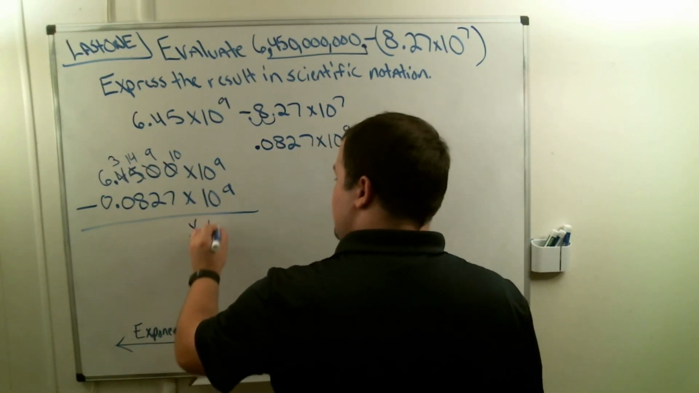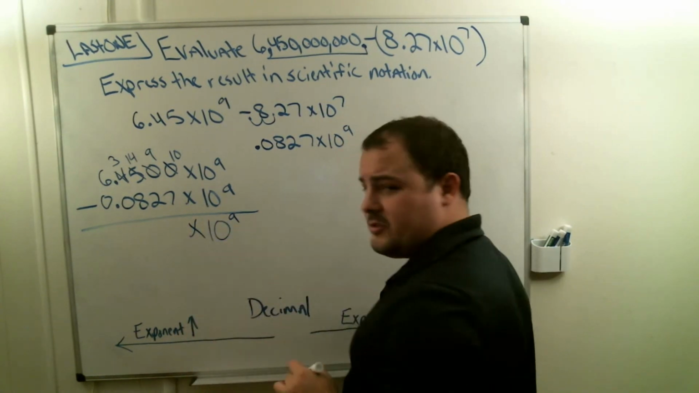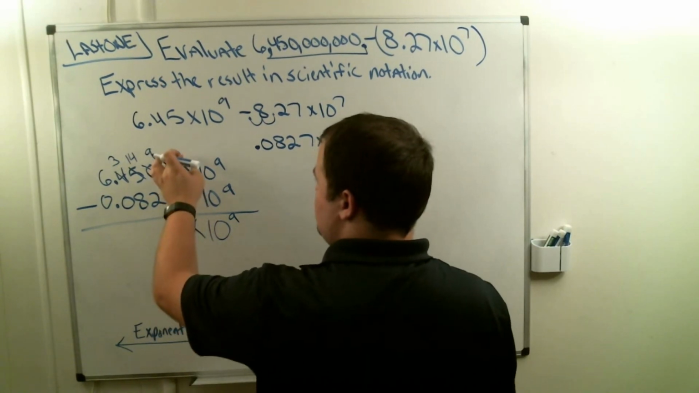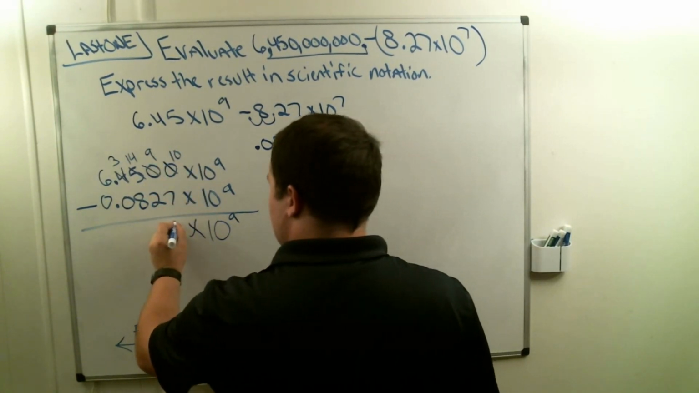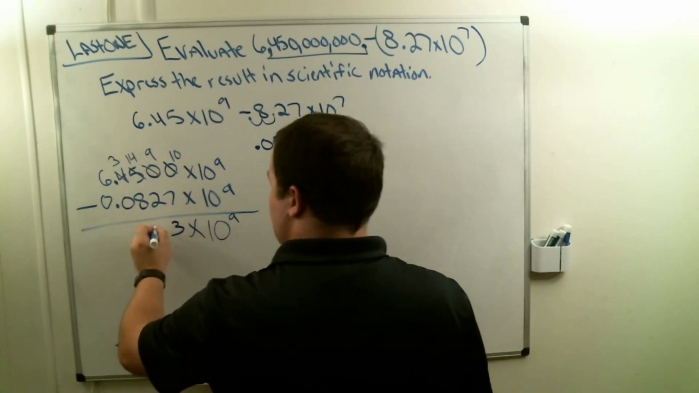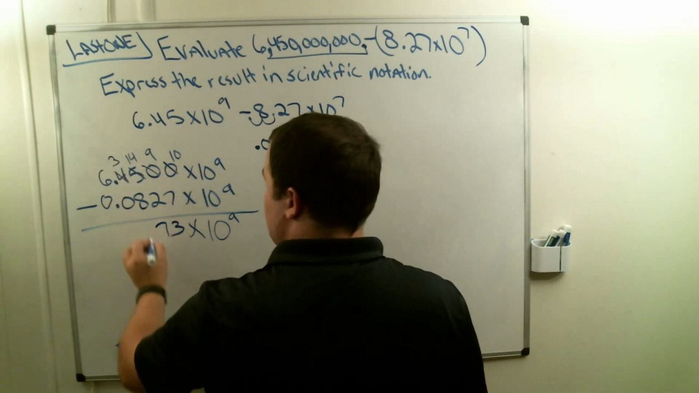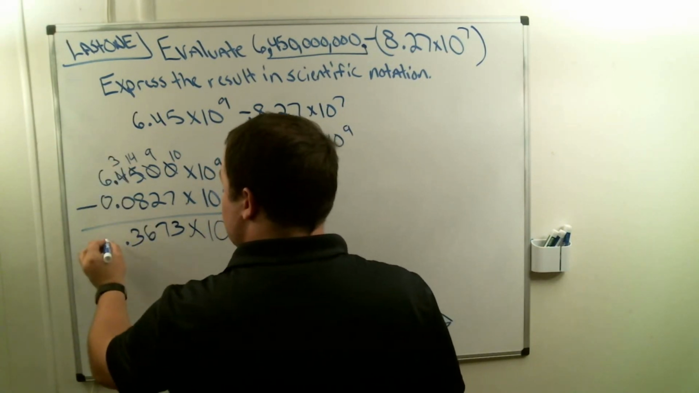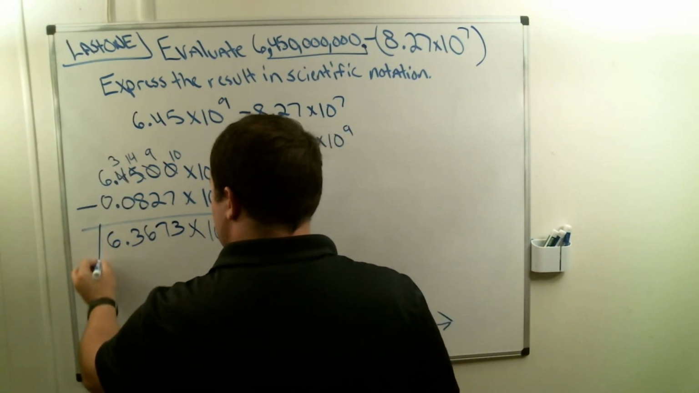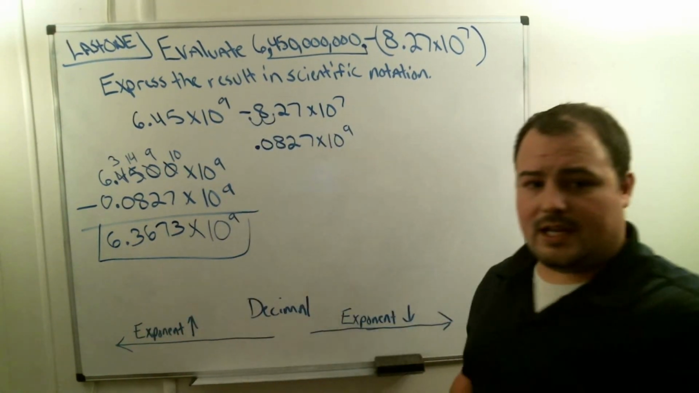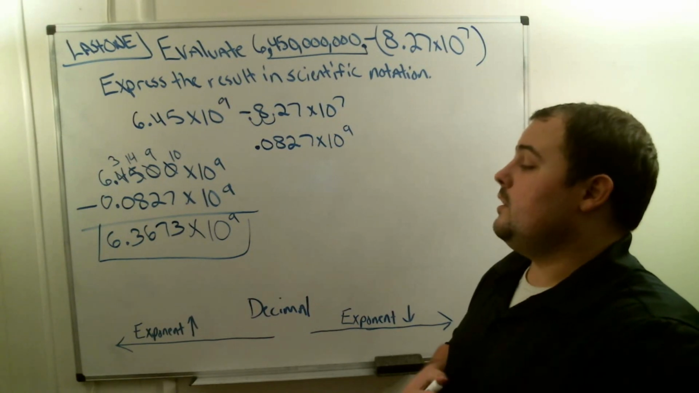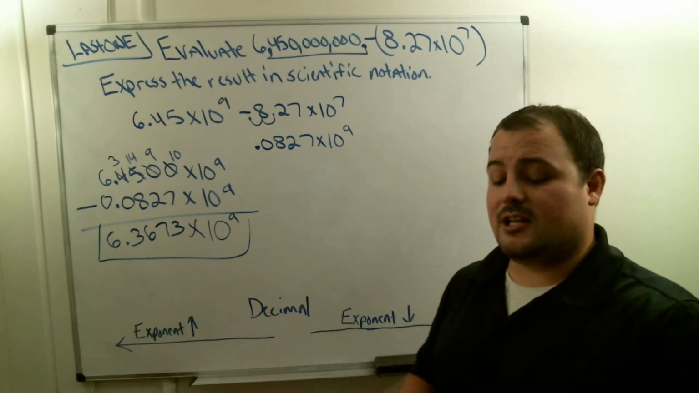I know that my exponent never changes whenever adding or subtracting, so it's still going to be times 10 to the 9th power. Now all I got to do is subtract. 10 minus 7, that's 3. 9 minus 2, that's 7. 14 minus 8, that's 6. 3 minus 0, that's 3. And then finally, 6 minus 0, that's 6. So this should be my answer: 6.3673 times 10 to the 9th power.